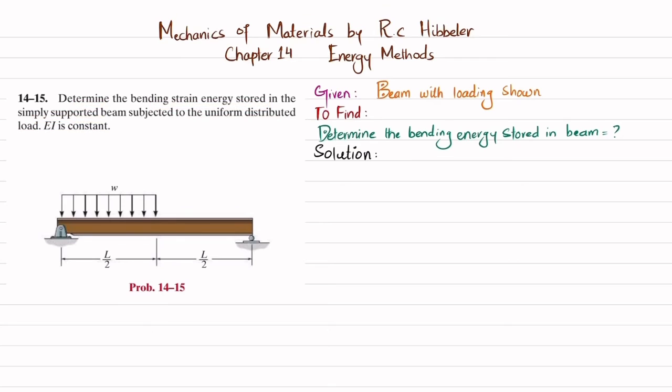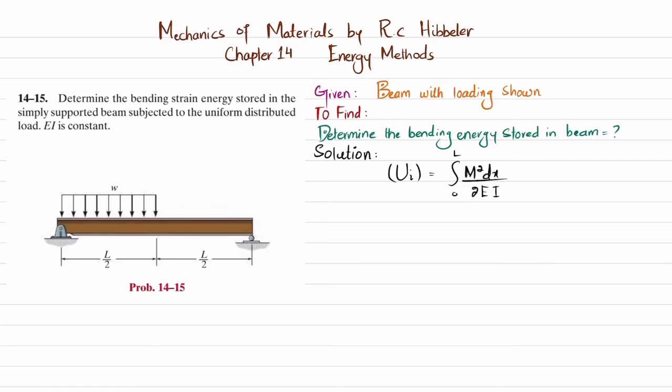EI is constant. So you can see this is a simply supported beam having a pin support at this point and a roller support at this point. And there is a uniformly distributed load over a length of L by 2 from this pin support. So we have been asked to determine the bending strain energy stored in the beam. So let's start with the solution. As we know, bending strain energy is equal to the integral of M square dx over 2EI, and the limit will be from 0 to L.